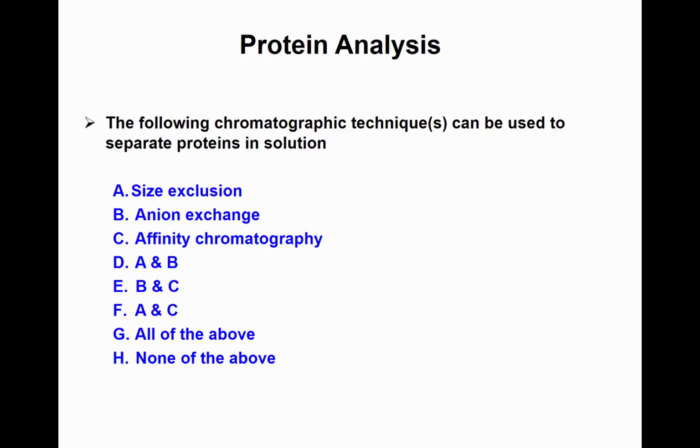Size exclusion chromatography is based on separation of proteins based on size, ion exchange is separation based on charge, and anion exchange is based on negative charge, and affinity chromatography is separation that is very specific, where interactions between the stationary phase and your molecule are very specific. So all of these chromatography techniques, in fact, can be used to separate and isolate proteins.